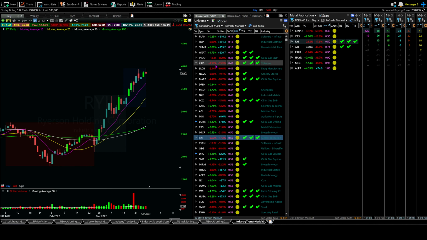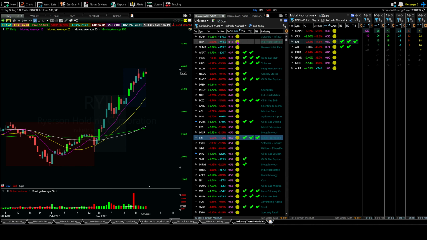And what's cool about multi-column sorting is that you can sort conditional values, which are basically yes or no values, against both numerical values, for example, the 3 ADR, and industries. And if that sounds confusing, I'll show you right now how I essentially do it.